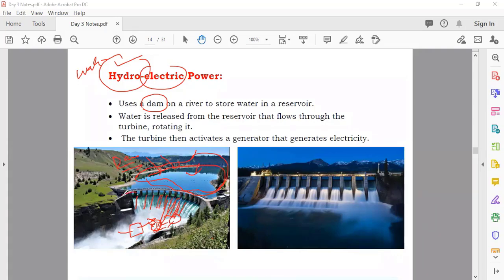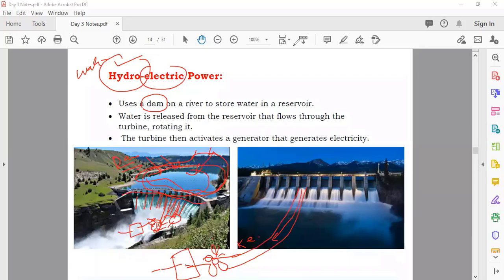A dam is a place where they store the water, and it is on a high place. Then they drop the water. Sometimes they drop the water through a pipe. A pipe comes from there. When the water comes through a pipe down maybe 500 meters, it gets great kinetic energy. And then when it falls on the turbine, the turbine rotates, and the turbine is fitted with a generator and produces electricity.